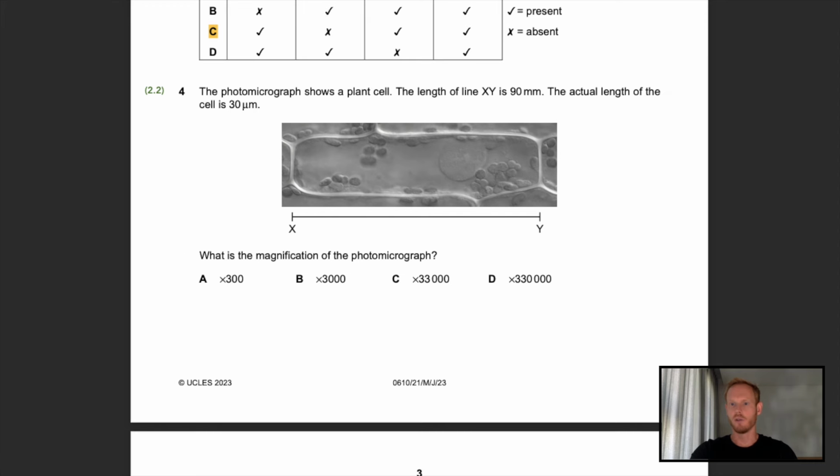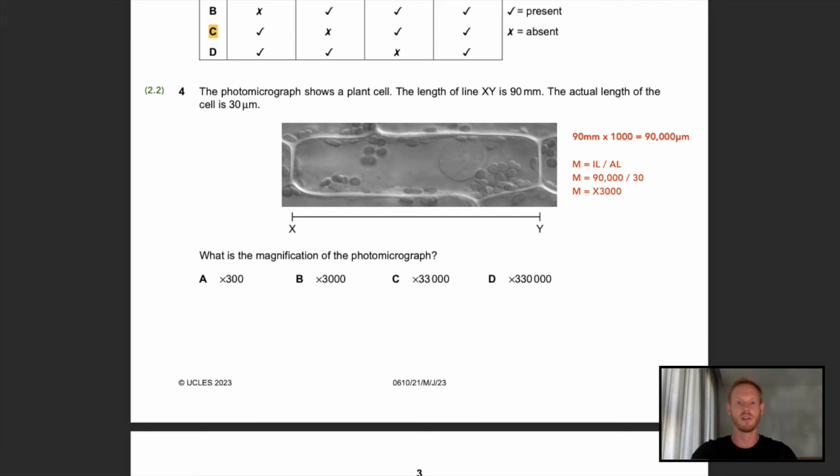Question 4. The photomicrograph shows a plant cell. The length of line XY is 90 millimeters. The actual length of the cell is 30 micrometers. What is the magnification of the photomicrograph? Okay, so the first thing we need to do here is convert one of our measurements so that we have the same units for both.